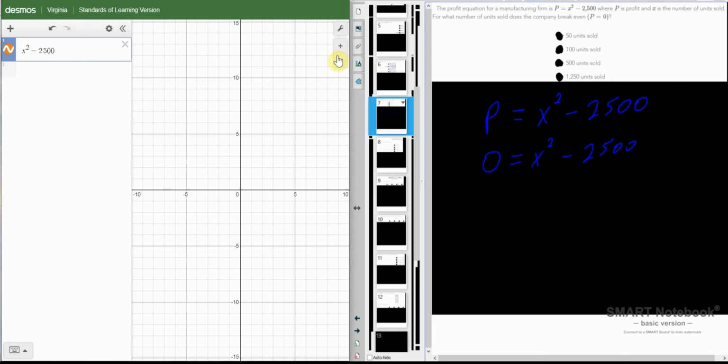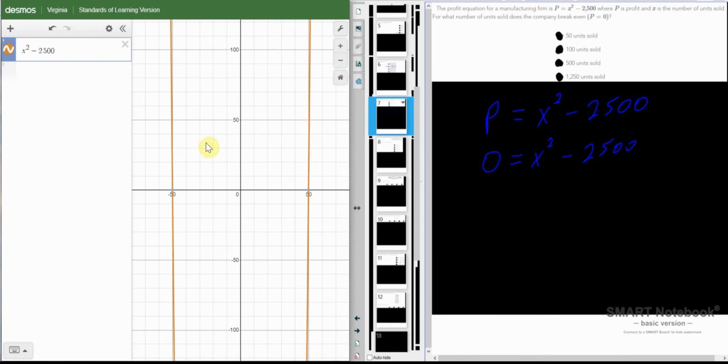I can't see my curve yet, so I'm going to zoom out. Finally. And right there, look at that. When x is 50, the output is 0. In math world, x could be negative 50, but you can't sell negative 50 units. So the answer is 50.